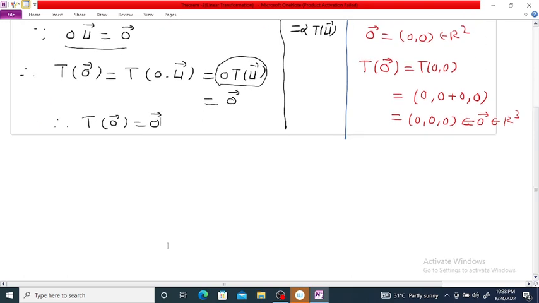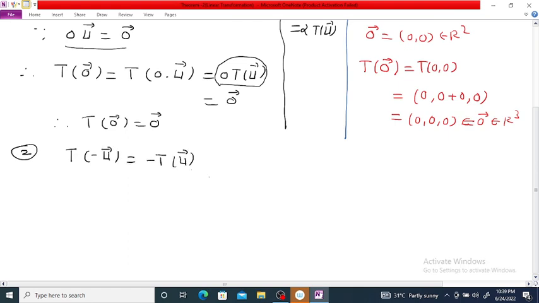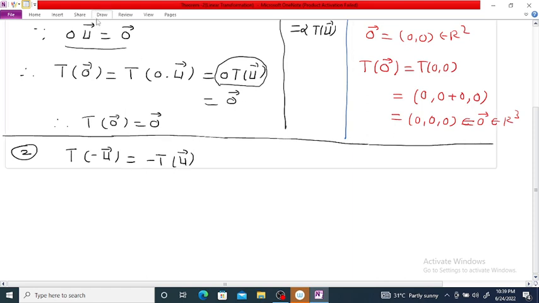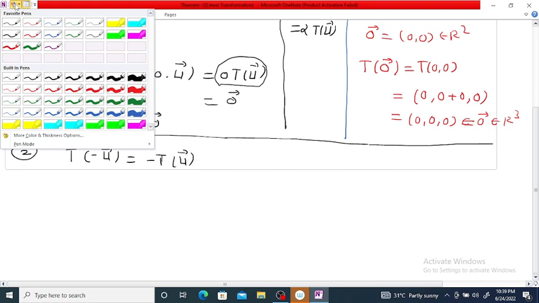Now next, property number 2: T of minus u bar is equal to minus T of u bar. So if minus u bar is the additive inverse of u bar, then minus T of u bar is the additive inverse of T of u bar. This is what we want to prove here.